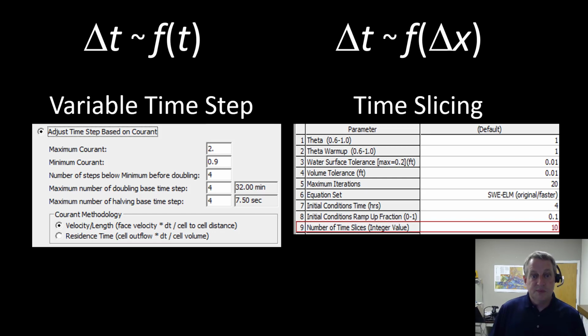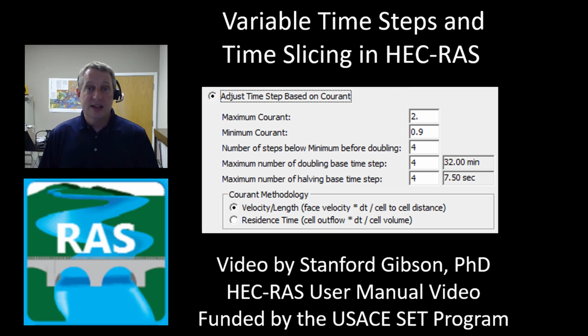All right, so this has been a HEC-RAS user's manual video where we talked about how to subdivide your time step either in time with a variable time step or in space with time slicing in HEC-RAS. These can be really helpful to get to a Courant appropriate time step in different parts of your model or different periods of your model.